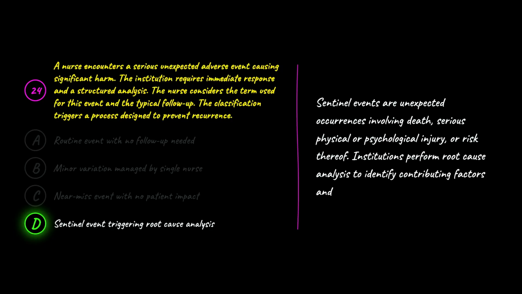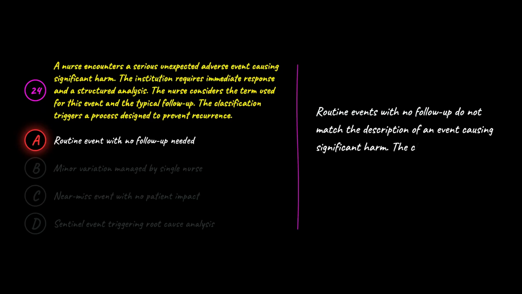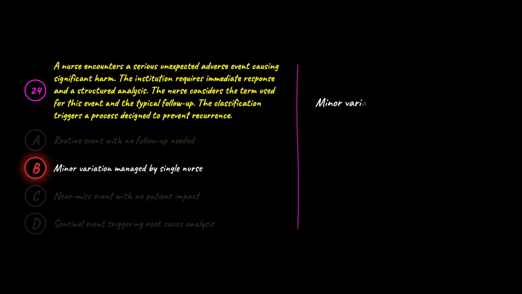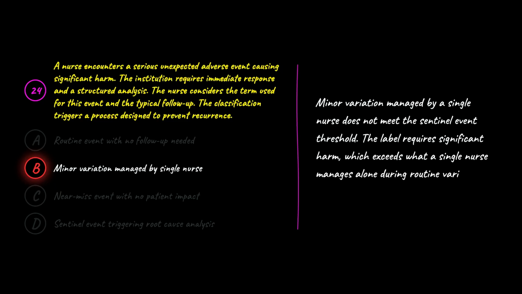A is wrong because routine events with no follow-up do not match the description of an event causing significant harm. The classification does not apply to events without serious adverse outcomes, since sentinel events specifically require harm or imminent risk. B is wrong because minor variation managed by a single nurse does not meet the sentinel event threshold. The label requires significant harm, which exceeds what a single nurse manages alone during routine variation in clinical practice today.